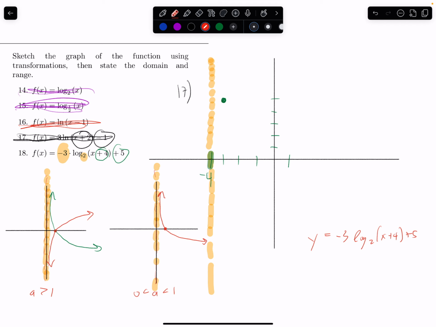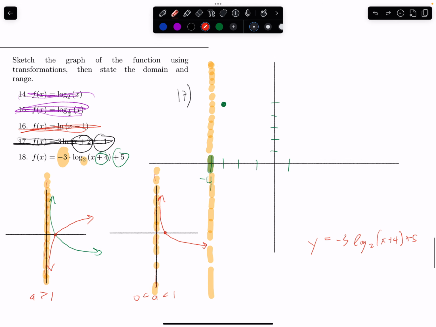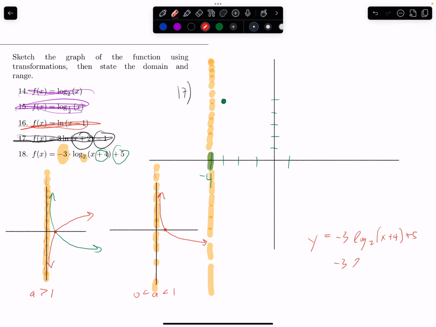This is where x is equal to 0. That's where you find the y-intercept, right? So if I plug in 0, what happens? Oh, it's actually going to come out nice. -3 log base 2 of 0 plus 4 is 4, plus 5. 2 to the second is 4. So this part, log base 2, is just a 2. Times -3 plus 5. -3 times 2 is -6, plus 5 is -1. So I got the point 0, comma, -1. That's a useful point for me.